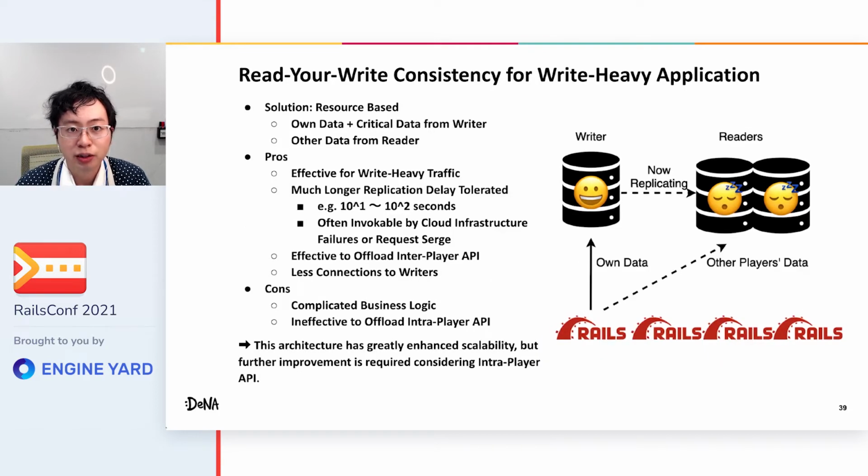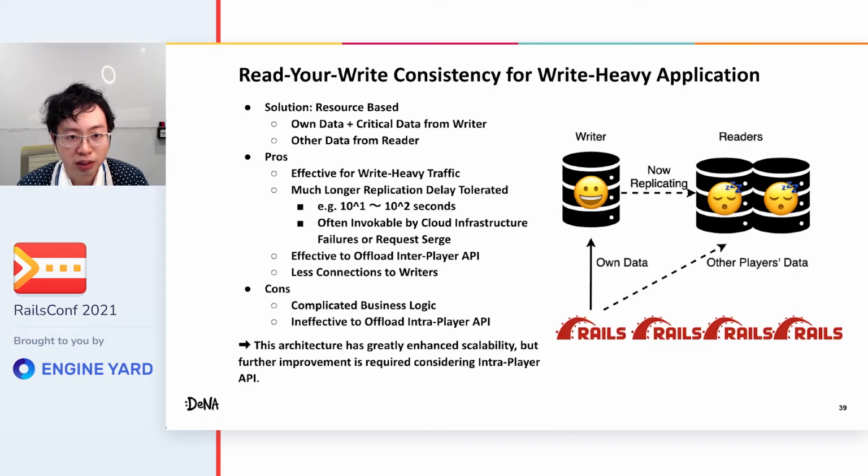This slide explains the read-your-write consistency for write-heavy applications. The solution is a resource-based strategy. Players' own data and critical data are fetched from the writer, and other data are fetched from readers. One of the pros of this architecture is the effectiveness for write-heavy traffic. Also, a much longer replication delay is tolerated, say tens or hundreds of seconds. This magnitude of replication delay is often invoked by cloud infrastructure failures or by request surges.